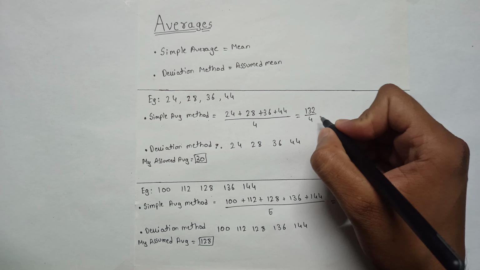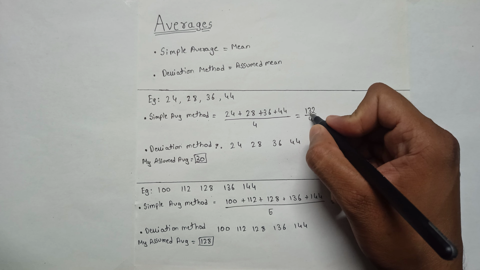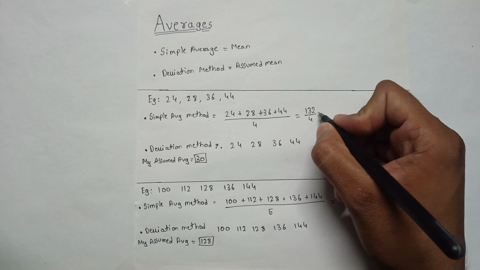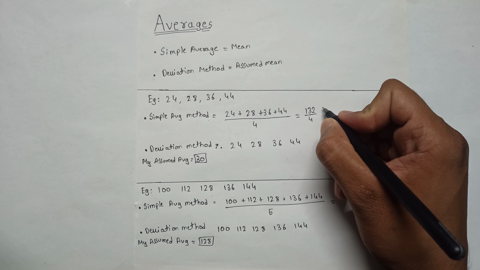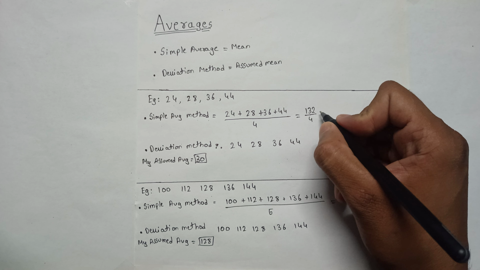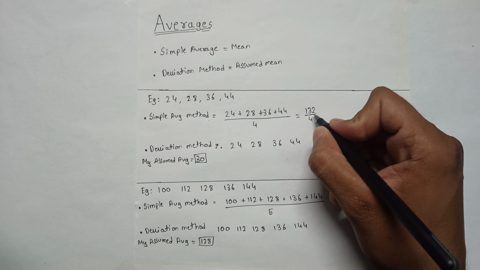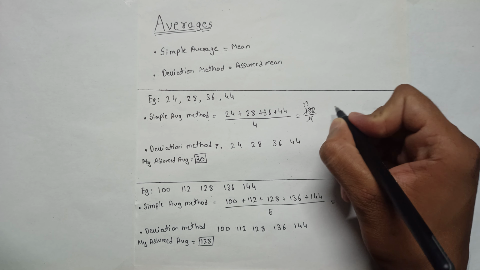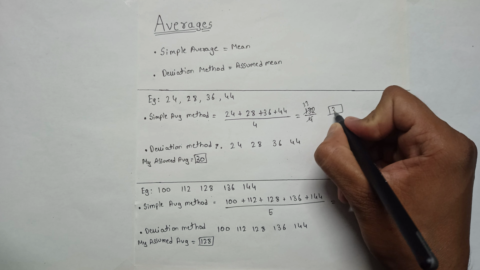Now we have to divide it by 4. 132 divided by 4: the last two digits of 132 are 32, which is divisible by 4, so we will get a perfect natural number. 4 3s are 12, again 4 3s are 12. So the average came out to be 33.